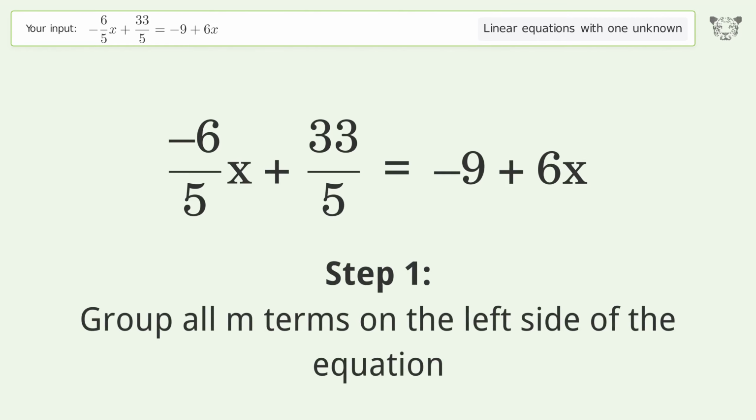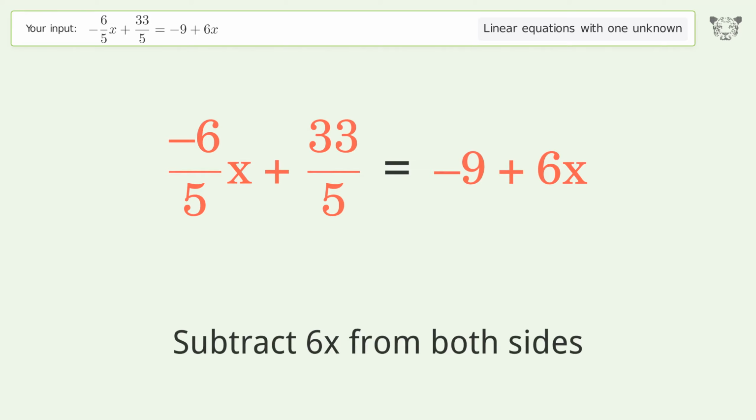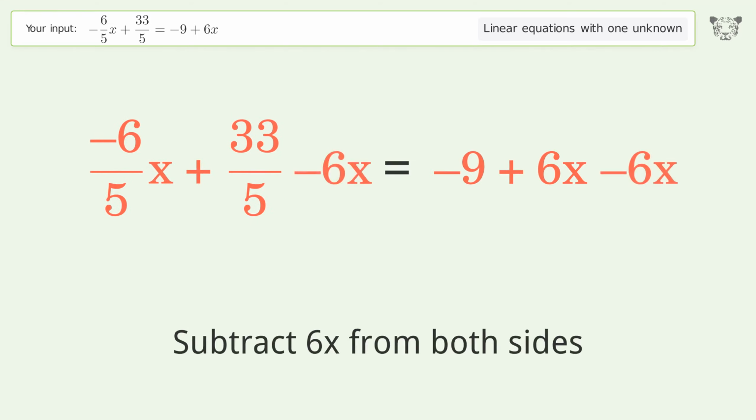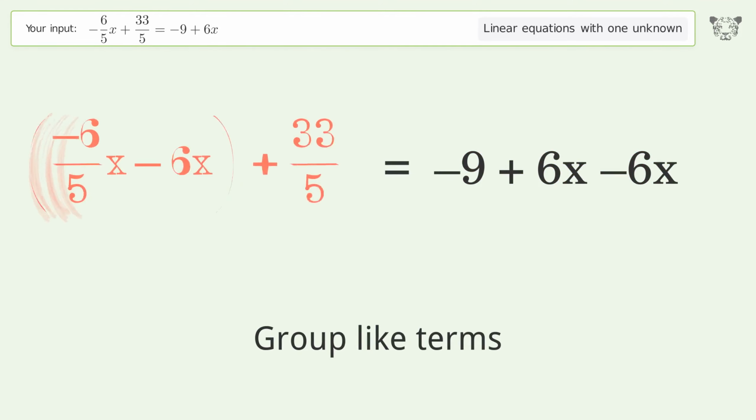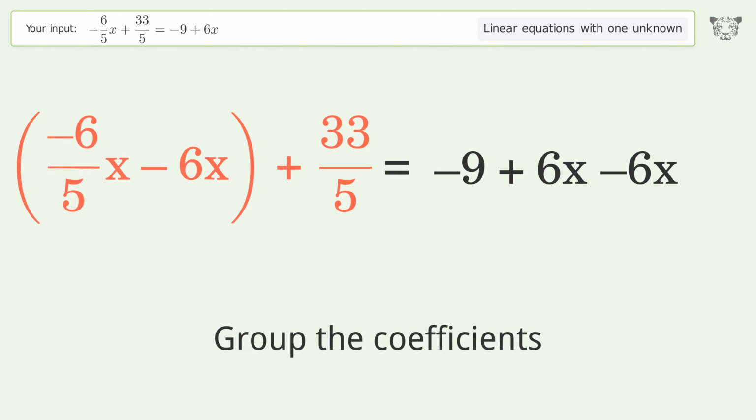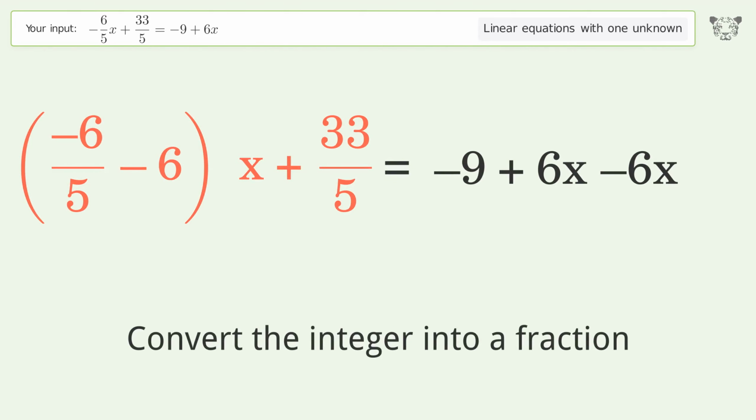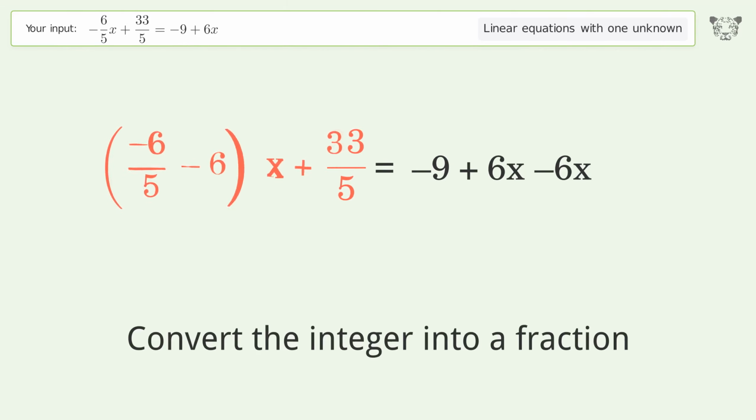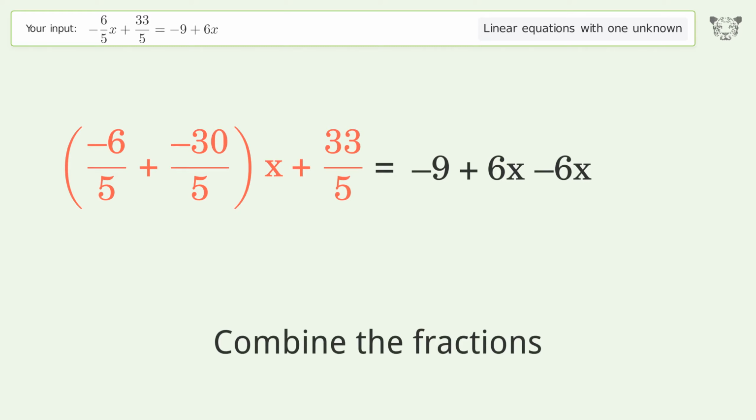Group all m terms on the left side of the equation. Subtract 6x from both sides. Group like terms. Group the coefficients. Convert the integer into a fraction. Combine the fractions.